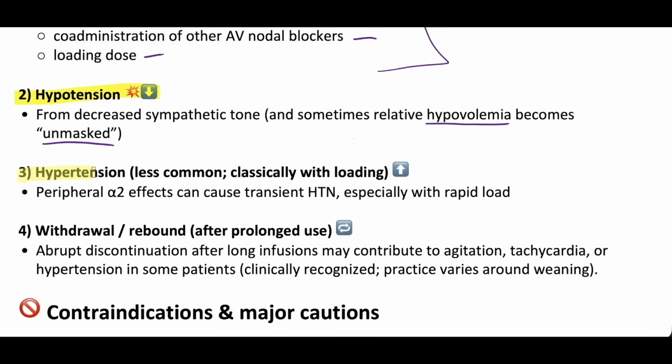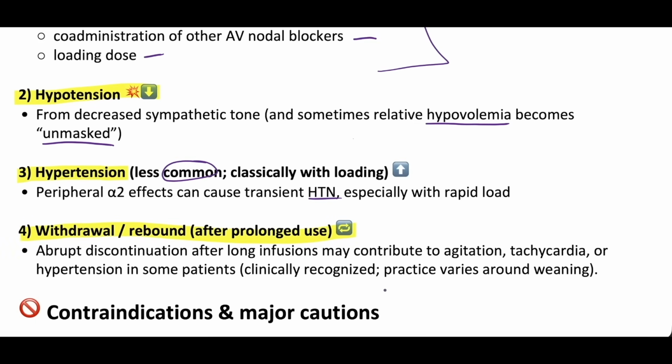Another thing to note, which we'd mentioned, was hypertension initially with a loading dose. This is not very common, but peripheral alpha-2 effects can cause transient hypertension if you're giving a rapid load. And then the fourth thing to note is withdrawal after prolonged use. This is definitely a real thing.